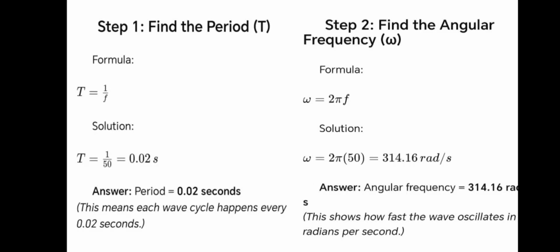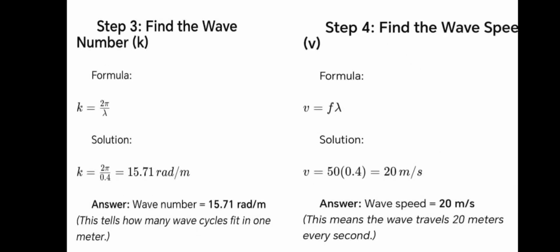Step 2. Find the angular frequency. Our formula is omega is equal to 2 pi times frequency. So our solution is omega is equal to 2 pi times 50, which is the frequency. Pi has a value of about 3.14, so 2 times 3.14 is equal to 6.28. While 6.28 times 50 is equal to 314.16 rad per second. So our angular frequency is 314.16 rad per second. This shows how fast the wave oscillates in radians per second.